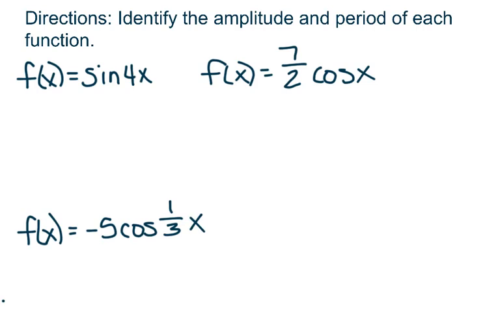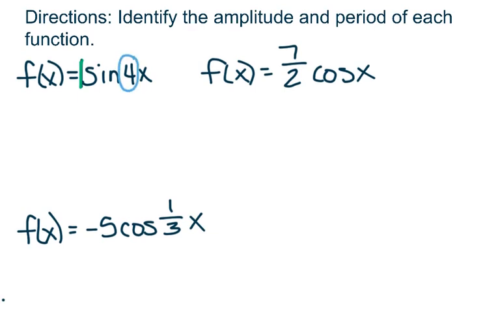So notice that there's an understood 1 in front of sine. Alright, and then there's a 4 in front of x. So that 1 is your a, and 4 is your b. Okay, so when we want to find amplitude, it's just the number in front of the word sine or cosine, and it makes sure it's positive. So the amplitude is 1.